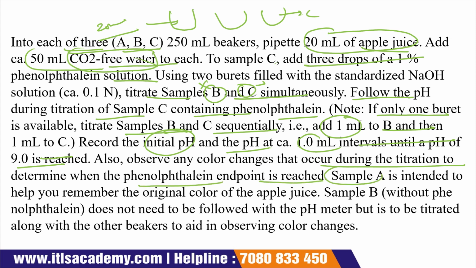Now sample A is intended to help you remember the original color of the apple juice, and sample B, in which we are not adding the phenolphthalein, does not need to be followed with the pH meter, but it needs to be titrated along with the other beaker to observe the color changes.